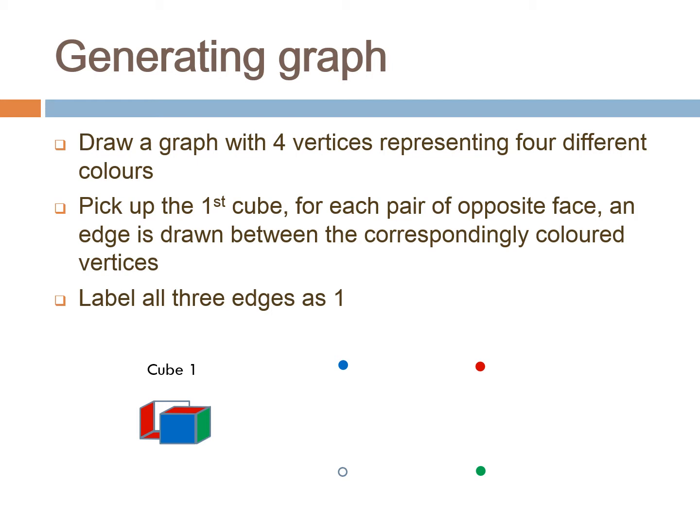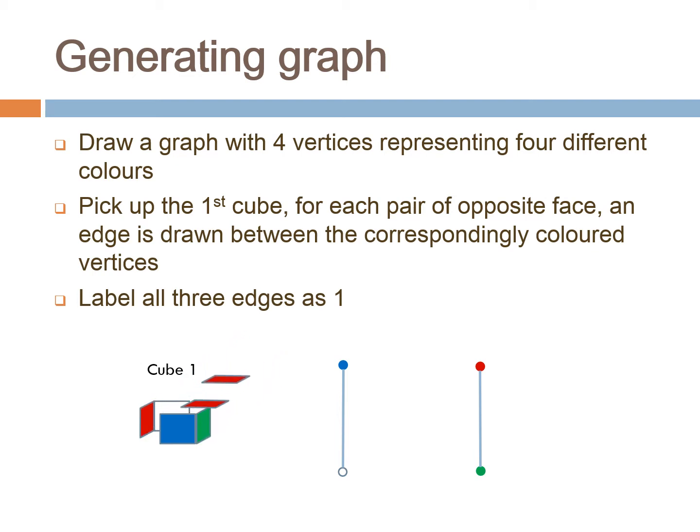Now look at the first cube. Consider the first pair of opposite faces. They are colored as blue and white. Hence, we need to draw an edge in the graph between the vertices B and W. Now, let us take the second pair of opposite faces. They are colored as green and red. Hence, we draw an edge in the graph between the vertices R and G.